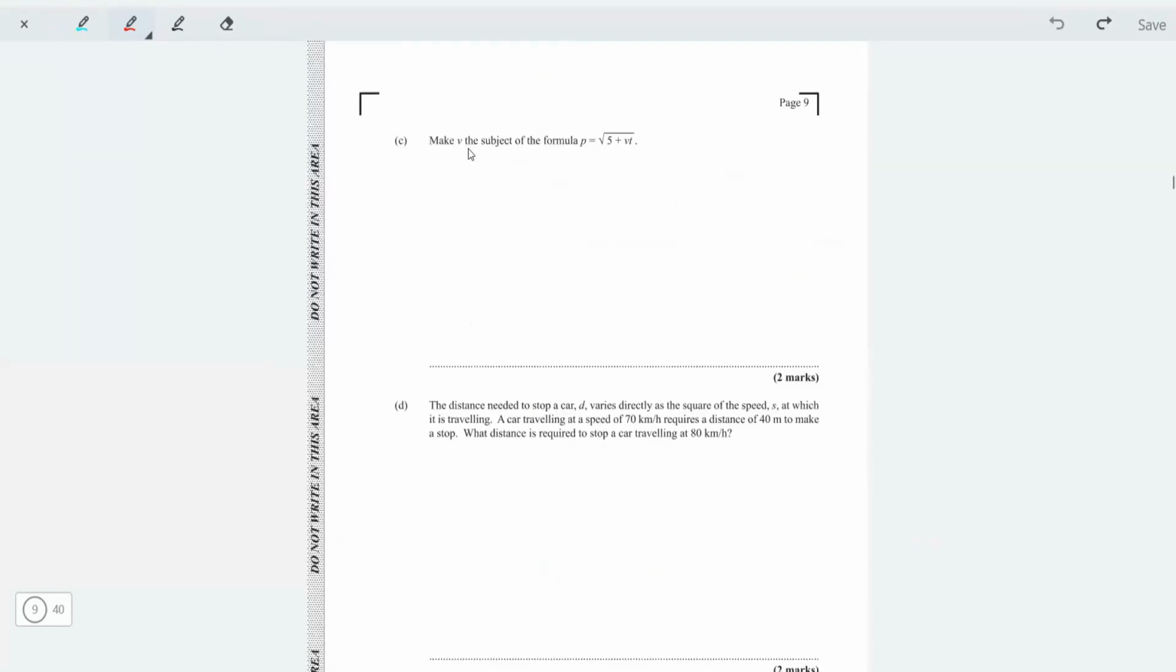Next part says to make v the subject of this formula. First thing we can do is square both sides. So when we square both sides, we end up getting p squared is equal to 5 plus v times t. And then since we need to make v the subject, we can bring over the 5 to get p squared minus 5 is equal to v times t.